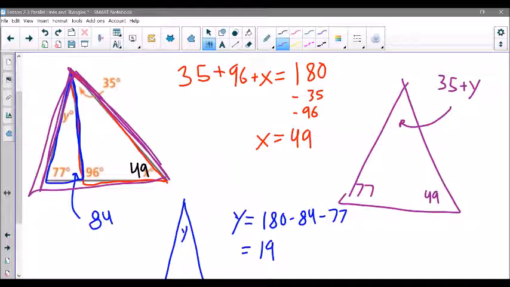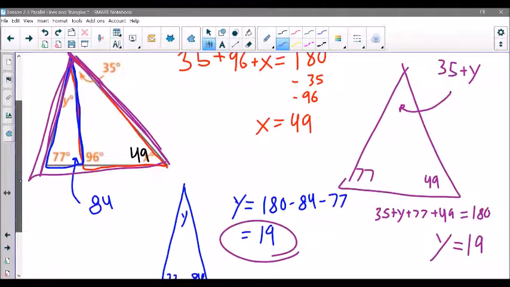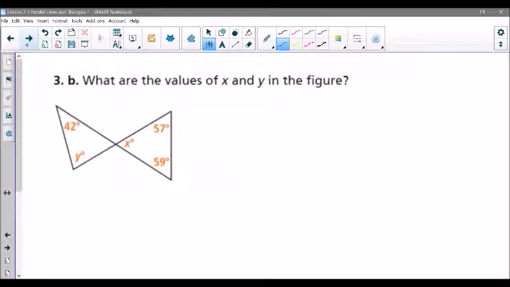We could have just done 35 plus y plus 77 plus 49. That would equal 180 degrees. And again, that still would have gotten us to our y equals 19. So there's always multiple ways of doing these things. So just because you do it one way, but my answer key or somebody you're working with does it another way, does not mean yours is wrong. Right? So there's always multiple ways of doing these things. All right.